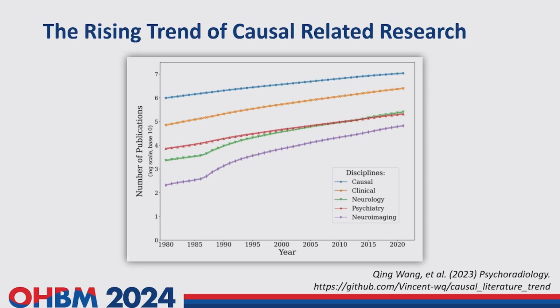So if you do a search about causal clinical research, to see how many papers have been published regarding clinical applications using causal methods, it's increasing. Causal methods in clinical research, neurology, psychiatry, and neuroimaging are increasing. And you see the y-axis is in log scale, which means exponential growth.